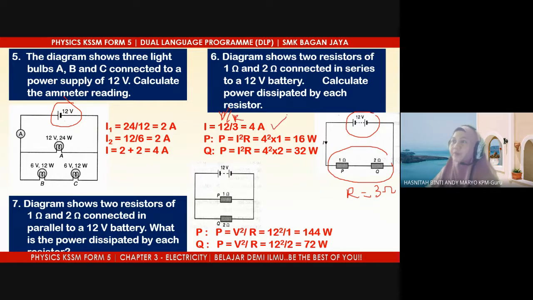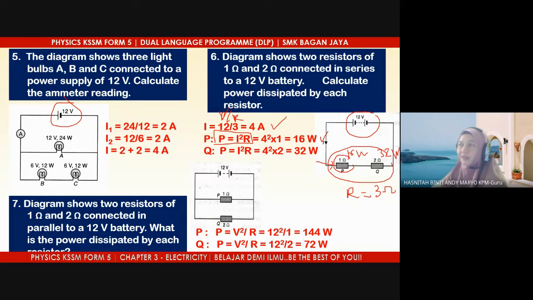So 12 divided by 3 ohm gives 4 ampere. Then you can find the power by using this formula, P equal I squared R: the current flowing across, multiplied with the resistance for each. So for bulb P it is 16 watt, and for bulb Q it is 32 watt. But the total voltage must be 12 volt. Same. Okay, can?